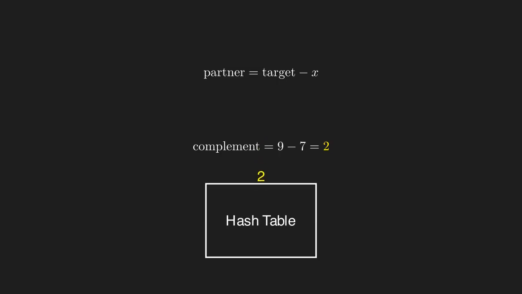The optimization begins with a small algebraic rewrite. If a current value x belongs to the answer, its partner must equal target minus x. We call that required partner the complement. Instead of asking which future element might pair with x, we ask whether the complement has already appeared. For target 9 and current value 7, the complement is 2. This converts an open-ended pair search into an exact membership query. A hash table is designed to answer that query in expected constant time.